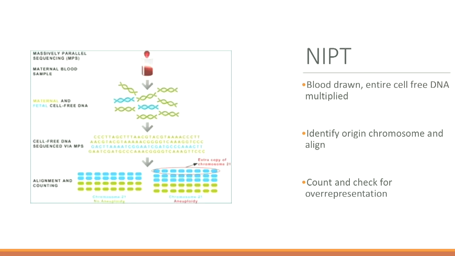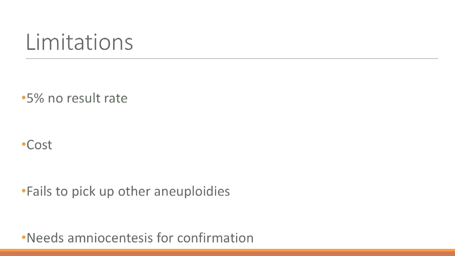And yes, it is a good test, but there are certain limitations that you should be aware of. The first limitation is that 5% of the time you could not get a result. You can have a no result. The cost, of course, is still high, and it fails to pick up other aneuploidies like the rare aneuploidies. It fails to pick up those aneuploidies, and you would need to do an amniocentesis even if an NIPT is positive. But I am not going to go into all that.